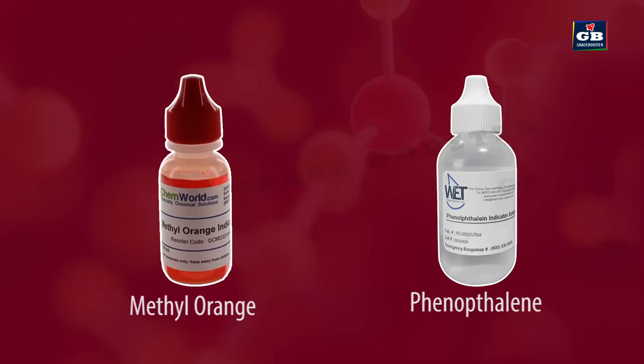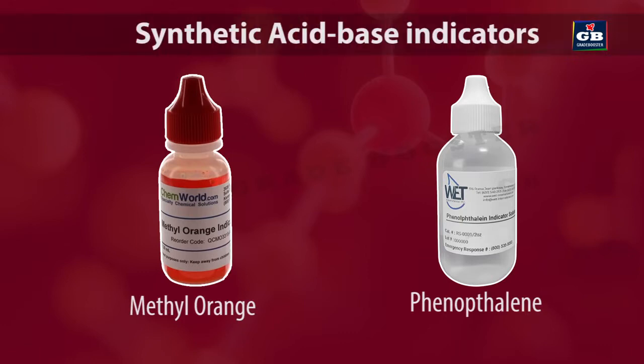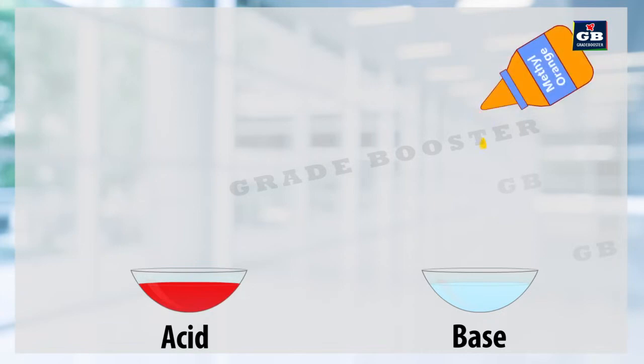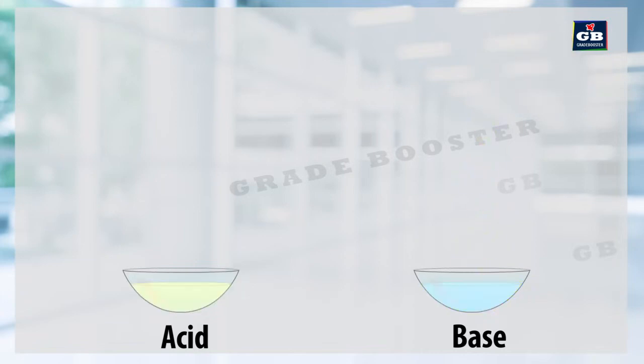Methyl orange and phenolphthalein are synthetic acid-base indicators. When methyl orange is added to an acid, it turns to red color. If it is added to a base, its color changes to yellow. When phenolphthalein is added to an acid, there is no color change observed. But if it is added to a base, its color changes to pink.